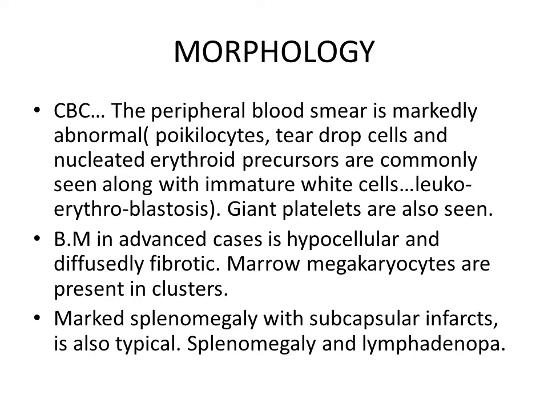Bone marrow in advanced cases is hypocellular and diffusely fibrotic. When we try to aspirate the marrow in these patients, most of the time this is a dry tap. This means we cannot aspirate proper material from the bone marrow in bone marrow aspiration.